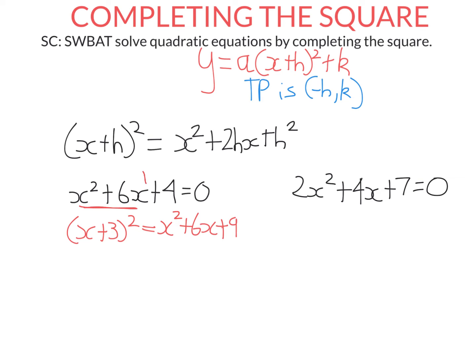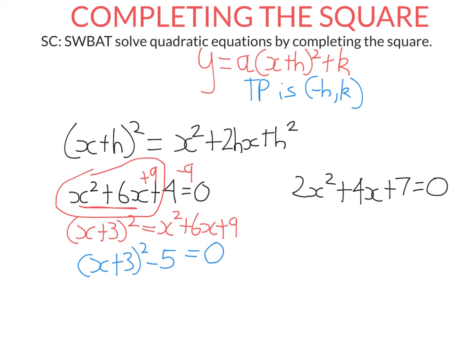I can just add in a 9 here, as long as I balance it out by taking a 9 away here. So this here is a perfect square. It's x plus 3 all squared. And then outside the brackets, I've just got 4 minus 9. So it turns out x squared plus 6x plus 4 is exactly the same as x plus 3 squared minus 5. So 4 minus 9 gives me negative 5. So I've got x plus 3 all squared minus 5 equals 0.